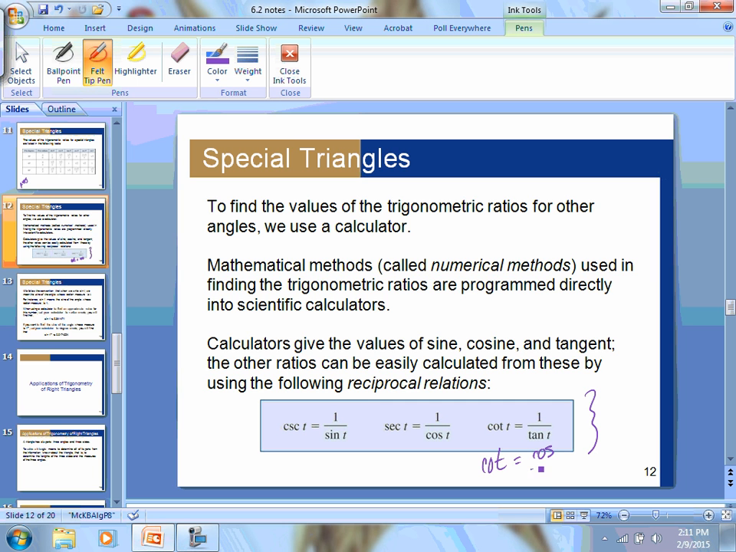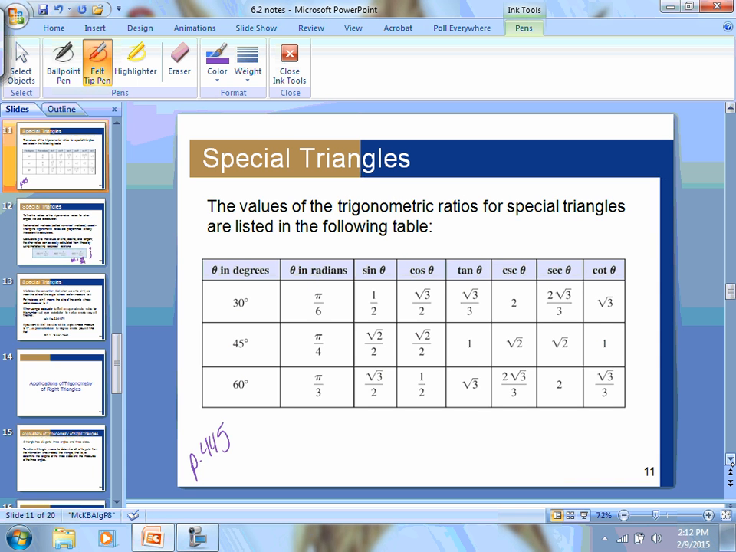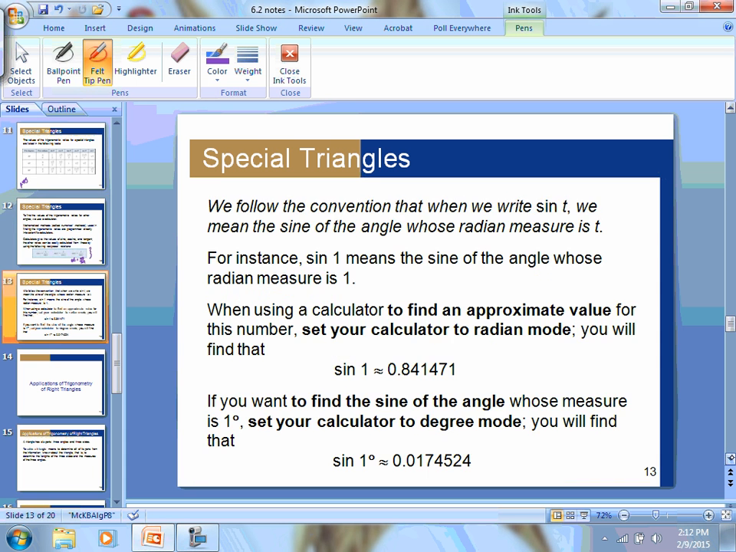cosine over sine. Okay. So if you're going to put them into your calculator, especially, that's how you have to type them into your calculator. So if you're going to type in a cosecant of something, it really has to be the 1 over sine of something.